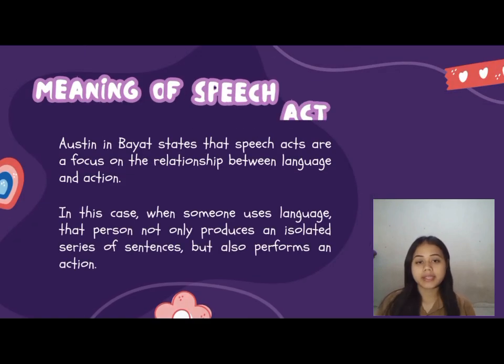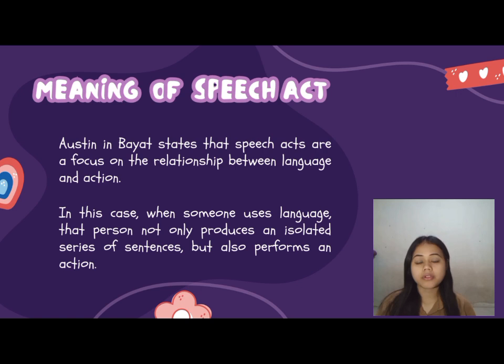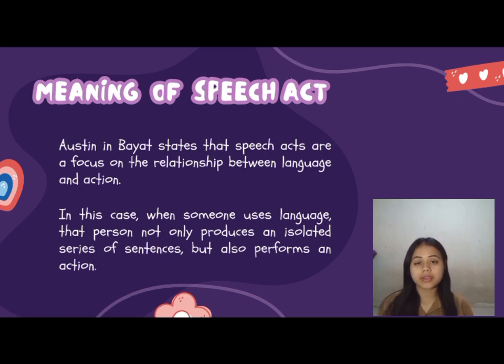Austin stated that speech acts focus on the relationship between language and action. In this case, when someone uses language, the person not only produces an isolated series of sentences but also performs an action. In other words, in using their language, they do something or force others to do something. Therefore, when someone communicates, there are speech acts that can affect the interlocutor.